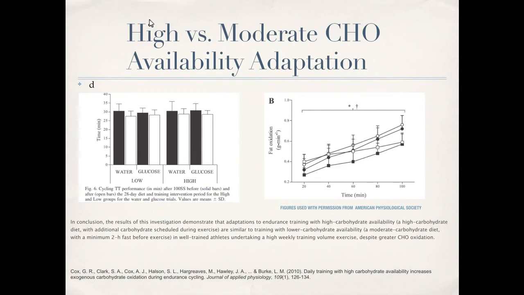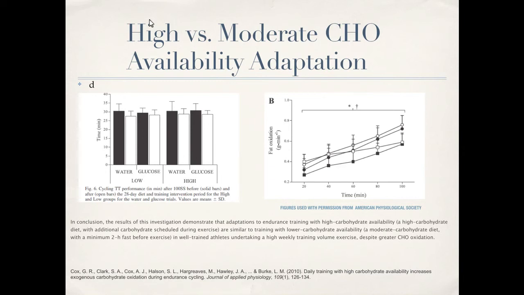Now, what I want you to see here is essentially time to exhaustion, and time trial performance. If you look at the water condition, this is the low carbohydrate availability condition, or moderate carbohydrate availability, excuse me. What you notice here is that in the water, before and after their performance is not different, and in the glucose, before and after their performance is not different. But the same thing happens with the high carbohydrate group. In addition, if you go over to the fat oxidation graph, fat oxidation seems to be similar between groups.